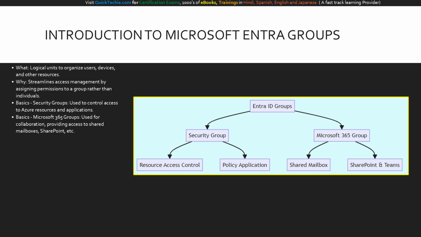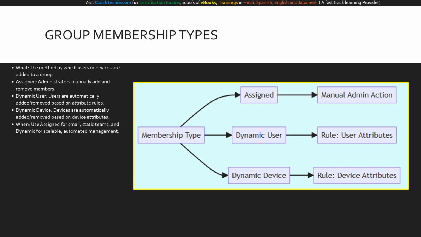Notice the distinct purposes below them. Security groups map directly to resource access and policy application, while Microsoft 365 groups branch out into collaborative tools like shared mailboxes and teams. After selecting a group type, you must define its membership type. This dictates how objects actually get into the group.